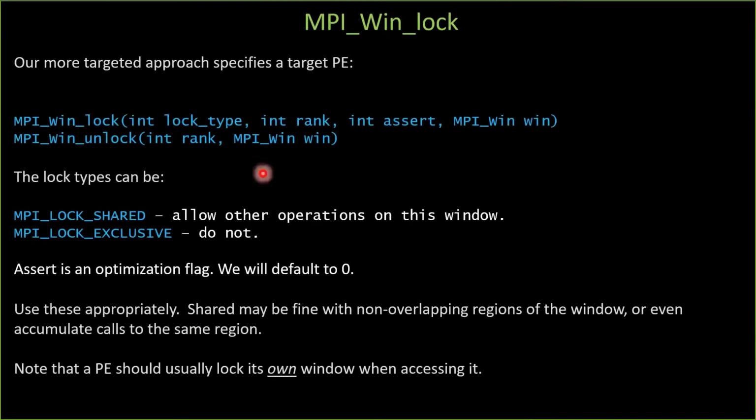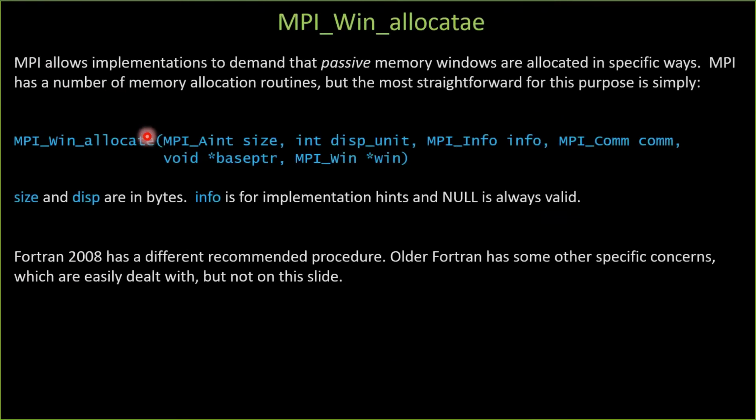We set up these windows that we can lock and unlock on a target PE. So the remote PE can set up a window, lock that window, stick some data in there, and unlock that window, and that target PE doesn't participate at all. It's completely out of the loop. So this is kind of the more single-sided way of doing things in a sense. And so we have routines that allow us to do that with what MPI calls passive RMA.